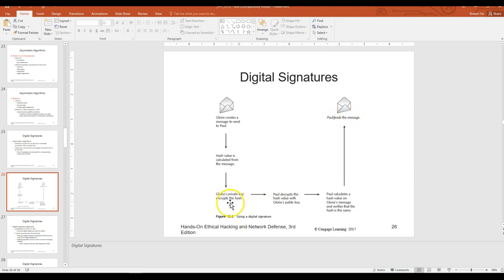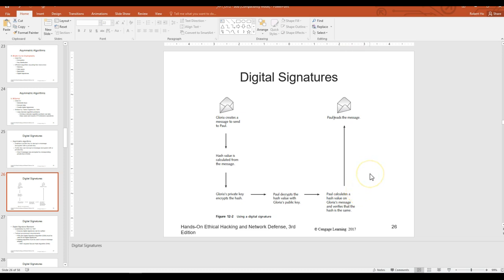So Gloria's private key encrypts the hash. The hash value is calculated from the message, and Gloria, the sender, encrypts the hash, and then Paul decrypts the hash value using Gloria's public key. Then Paul checks to make sure that the hash value is the same. If the hash value is different, then that message has been intercepted.